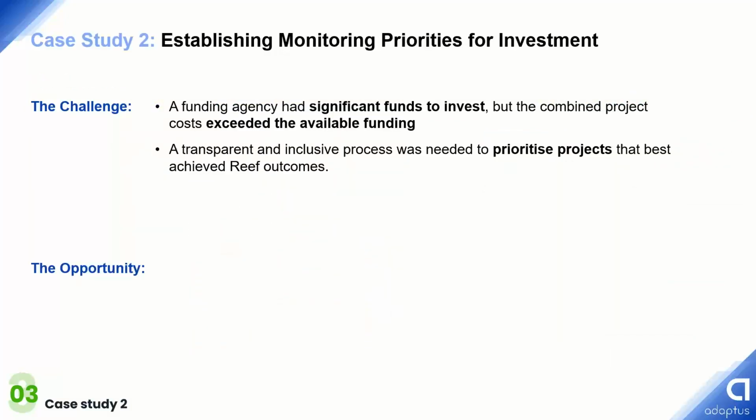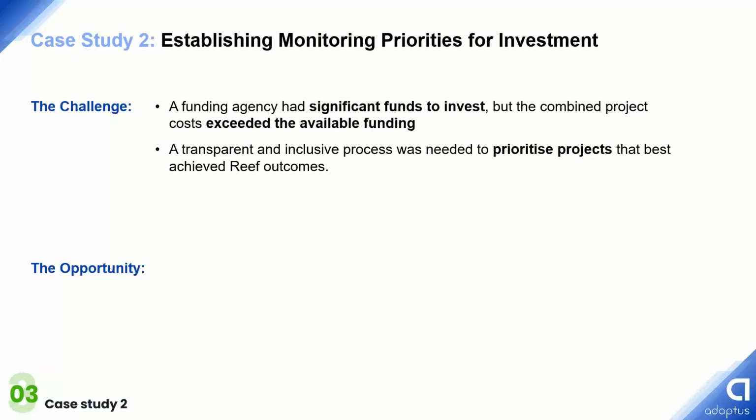So in the second case study, establishing monitoring priorities for investment. A very similar decision-making problem to the one that Mayuran presented. There was a funding agency that had significant funds to invest, but the combined project costs of the proposals to the funding agency, or the likely proposed projects, exceeded the available funding. The interesting part of this process was that the funding agency themselves wanted to have a quite transparent and inclusive process that was needed to prioritise these projects.